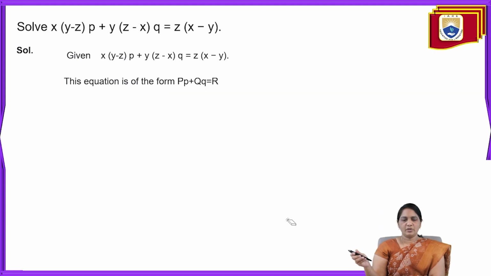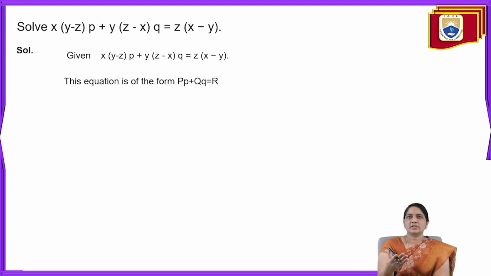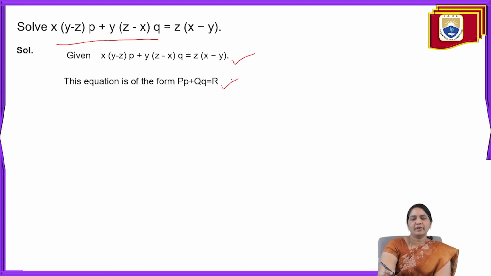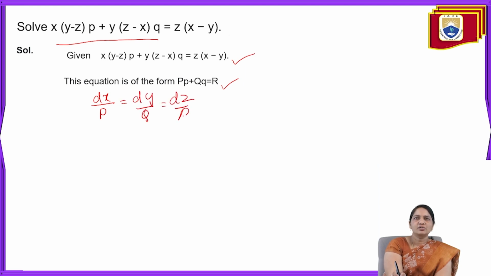So here I will give one more problem to solve. x into y minus z equal to p, y into z minus x into q equal to z into x minus y. So we are going to write the given equation and compare it with the Lagrange's equation form. After that, we write the auxiliary equation dx by p equal to dy by q equal to dz by r. So we are going to replace the p, q, r values.